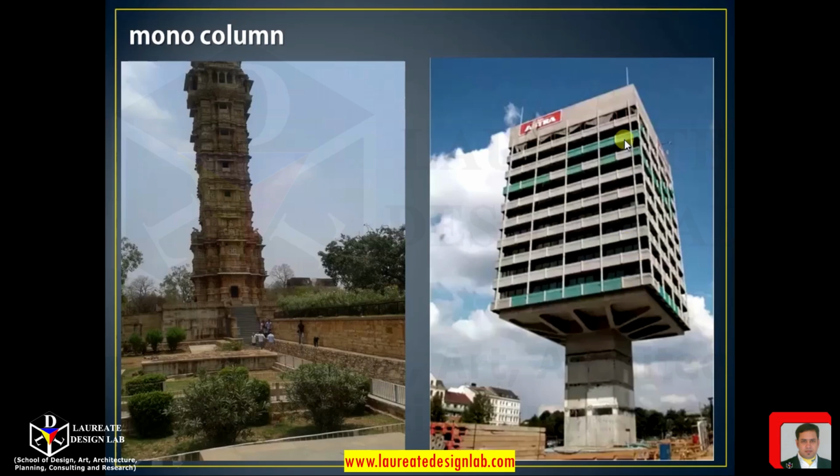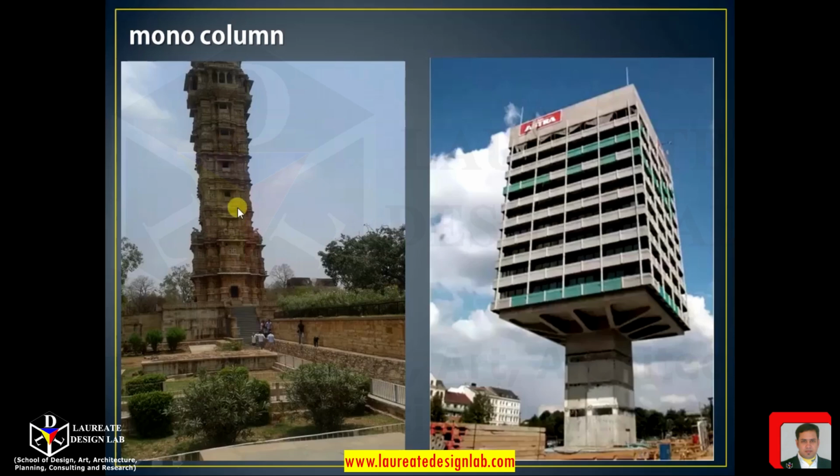This is again having a central column, and whether we are having outer columns or not is not quite visible, but it seems to have outer columns, and these are acting as cantilever beams, which are taking the surrounding outer load towards the center of the column. And if we look at the monument called Vijayastambh, this is in Chittorgarh, Rajasthan.